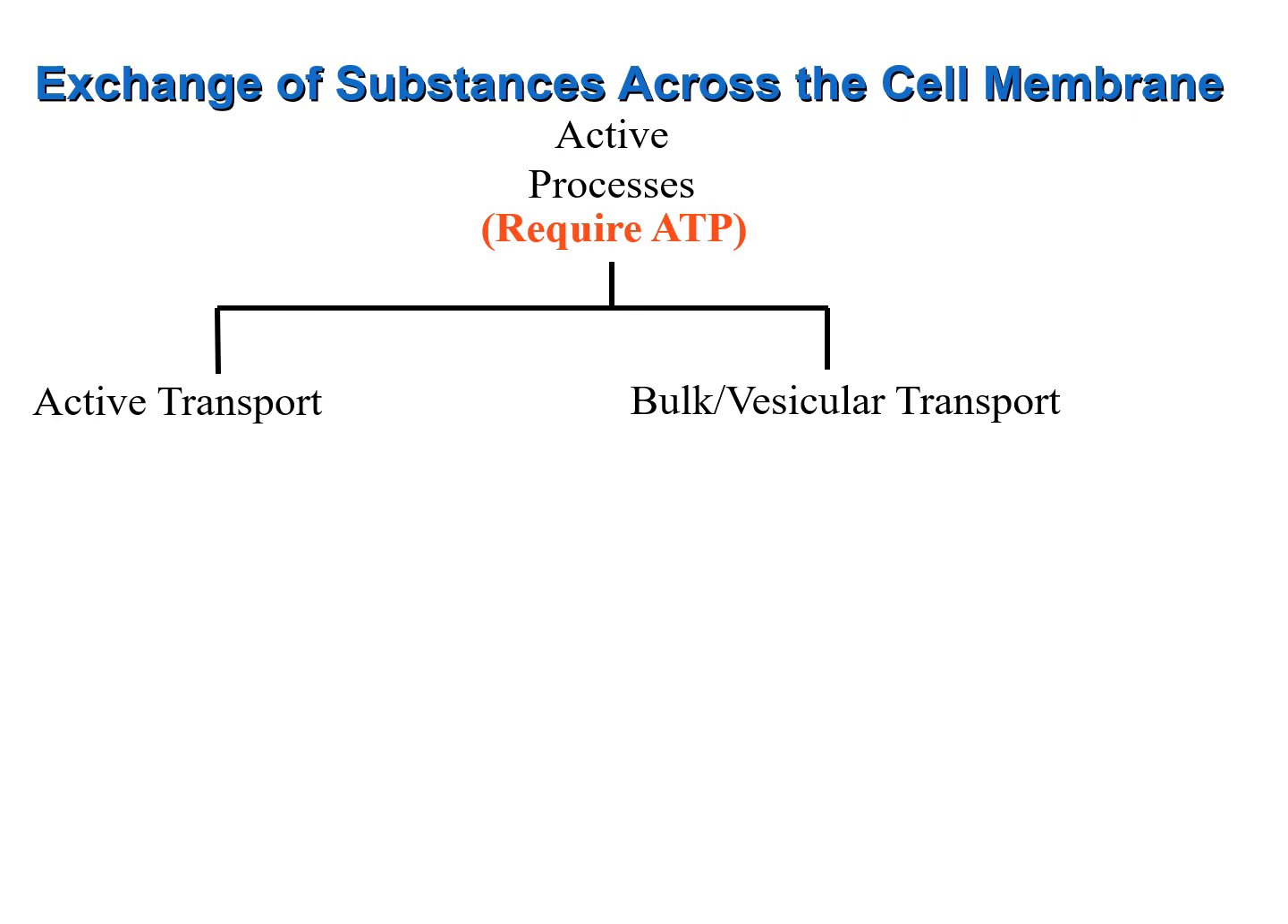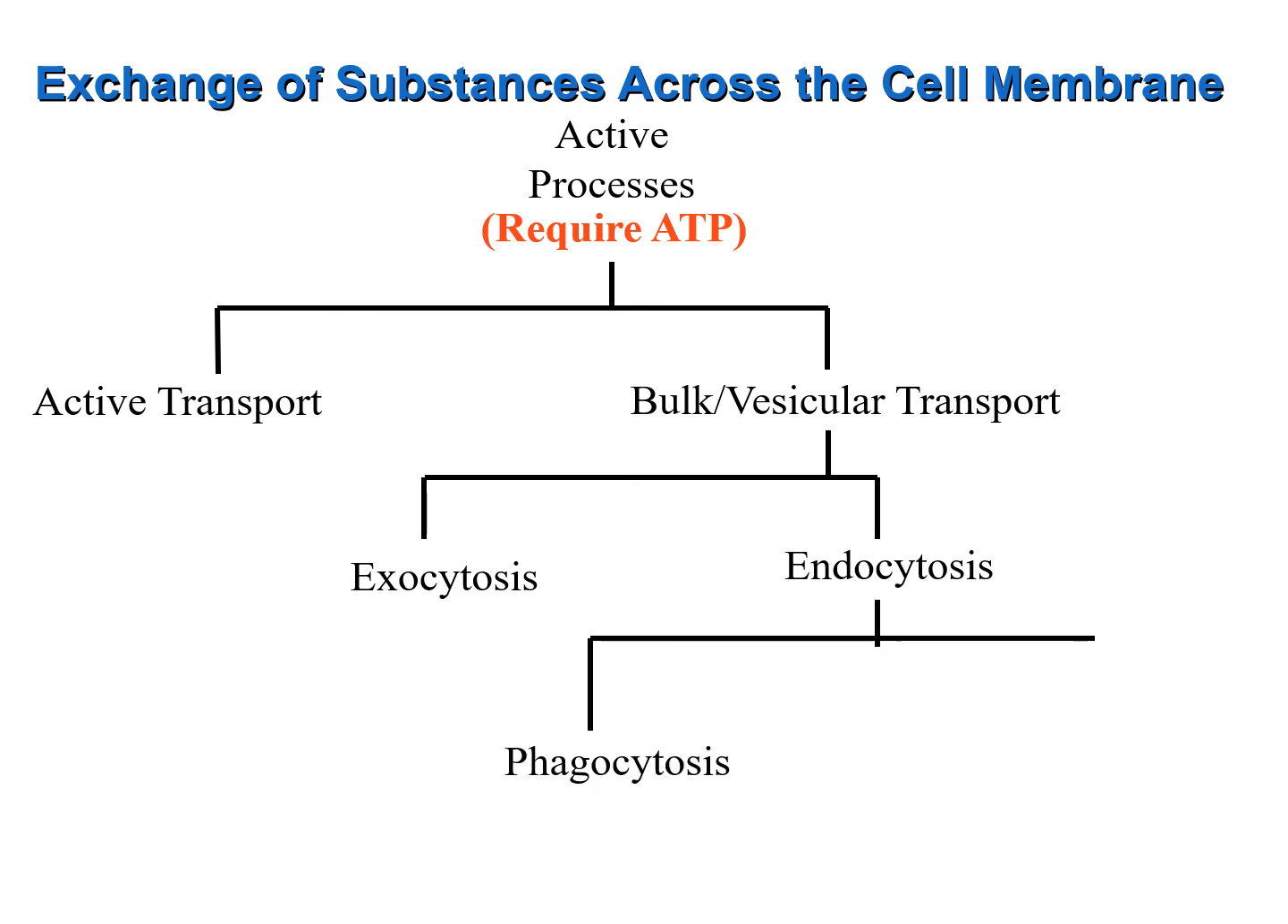Bulk or vesicular transport includes exocytosis, where vesicles are used to move substances out of the cell, or endocytosis, where vesicles are used to bring substances into the cell. There are three types of endocytosis. In phagocytosis, or cell eating, vesicles are used to ingest microbes or worn-out cells.